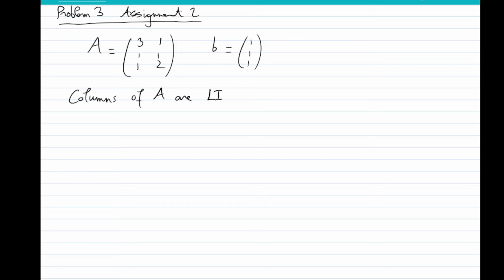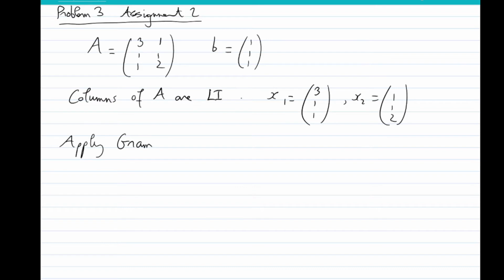Okay, so the columns of A are linearly independent, and so our vectors that we're going to start out with are the vectors x1 equals 3, 1, 1, and x2 equals 1, 1, 2. We apply Gram-Schmidt. We can do this because the columns are linearly independent and we know that we're going to find a result. So we apply Gram-Schmidt.